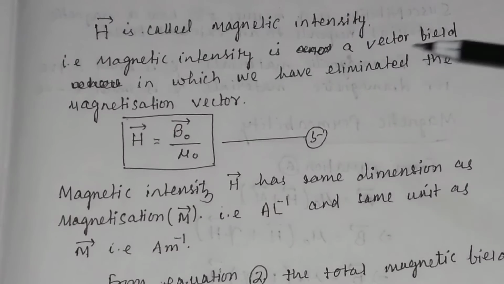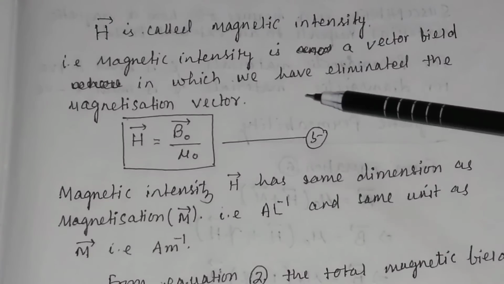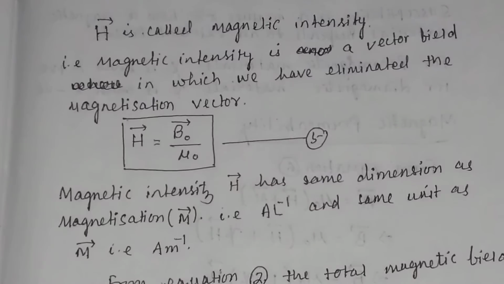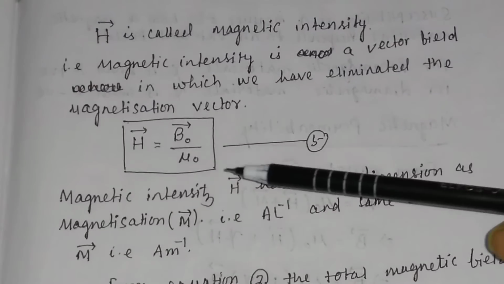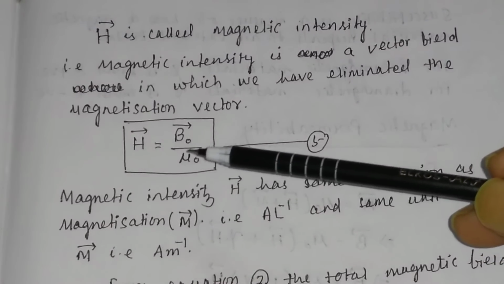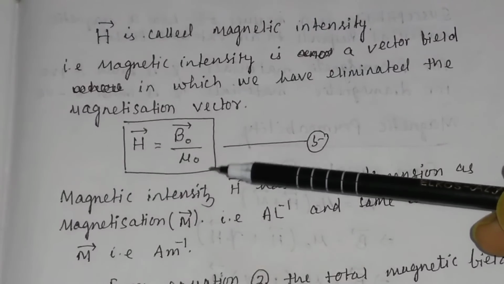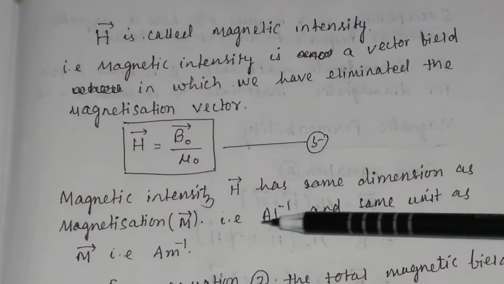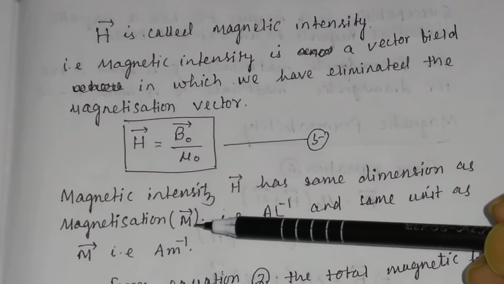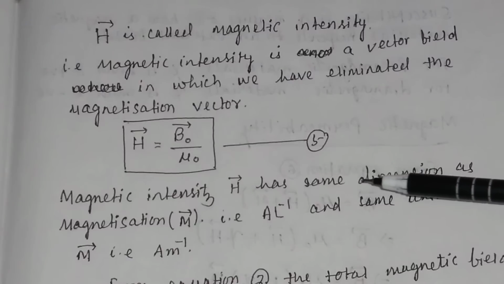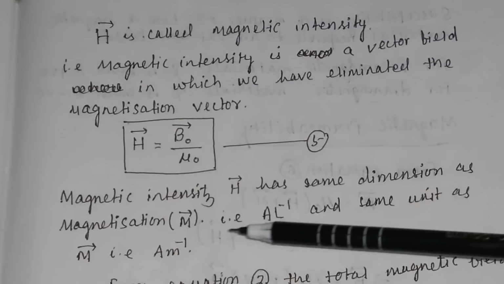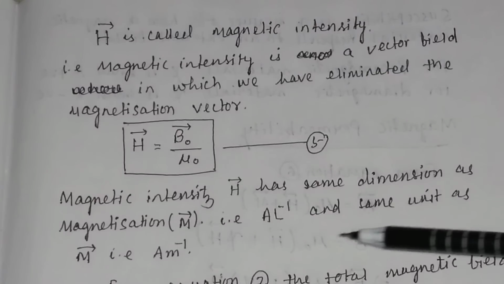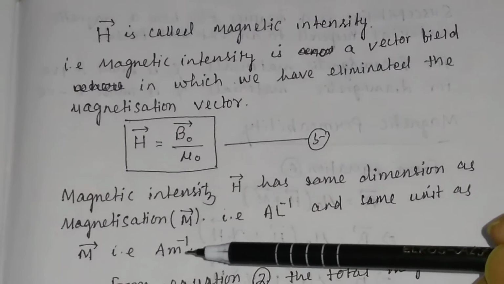Magnetic intensity is a vector field in which we have eliminated the magnetization vector, and mathematically it is defined as H is equal to B0 divided by mu0. Magnetic intensity H has the same dimension as magnetization, that is ampere length inverse, and same unit as magnetization, that is ampere per meter.